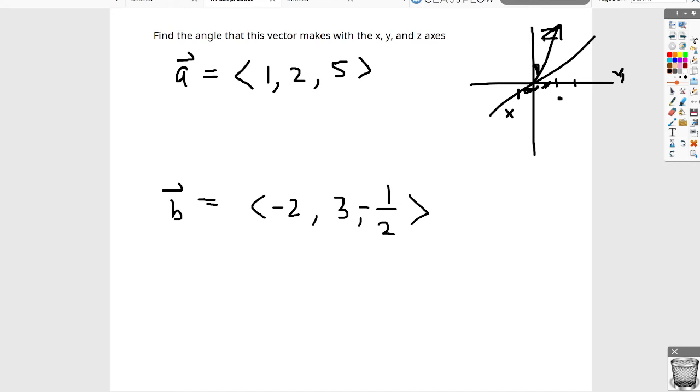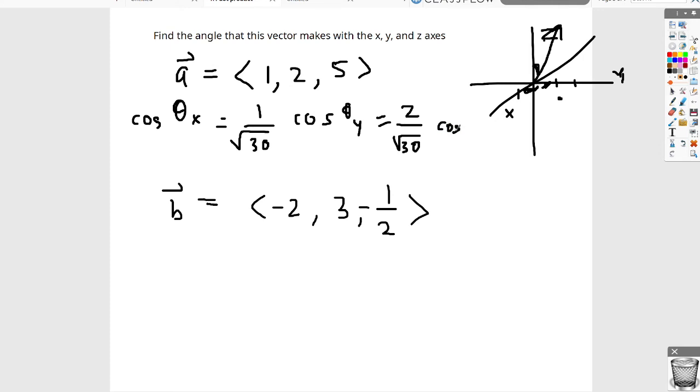So basically, A is equal to, well, if you want to find the directions that each of them make, for the x-axis we have cosine theta x equals 1 over square root of 30, which is the magnitude. 1 squared plus 2 squared plus 5 squared is 30. Square root of that is root 30. It's the distance formula. Cosine theta y is 2 over root 30. And cosine theta z is 5 over root 30.